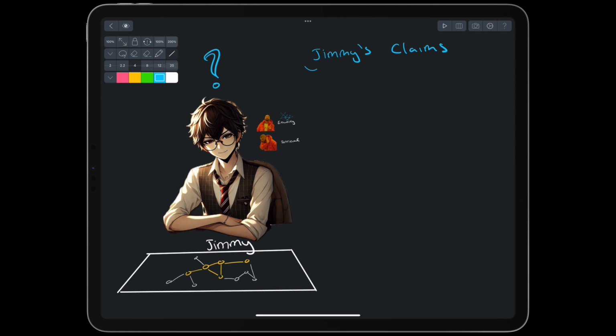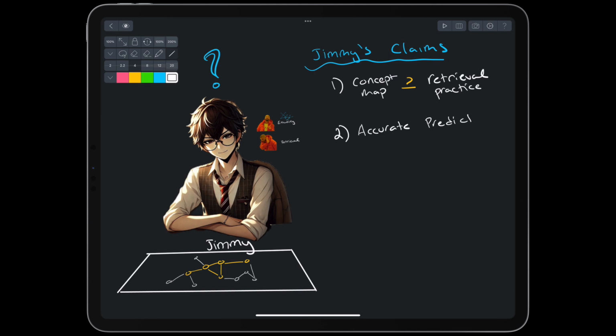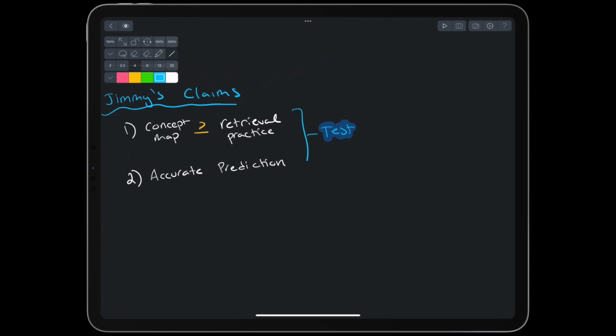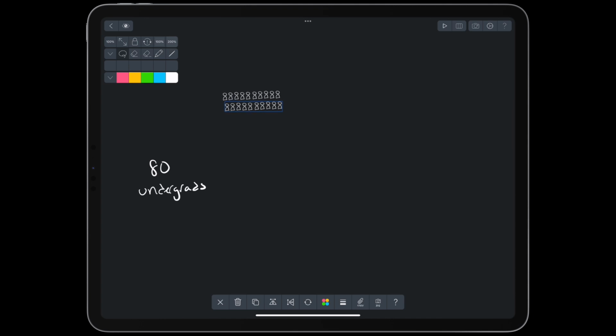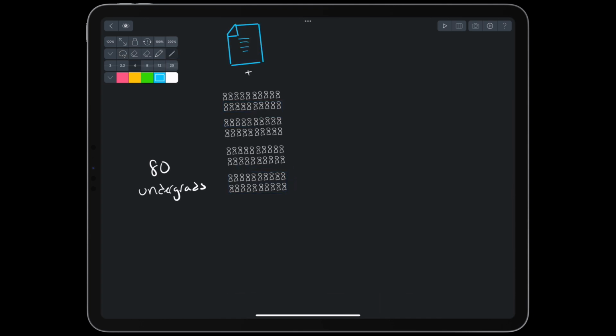Jimmy is making two claims. One, that concept mapping is better than retrieval for learning. And two, that he himself can accurately predict what technique will have a better learning outcome. To test these claims, the authors create an experiment with 80 undergraduates studying a scientific text.